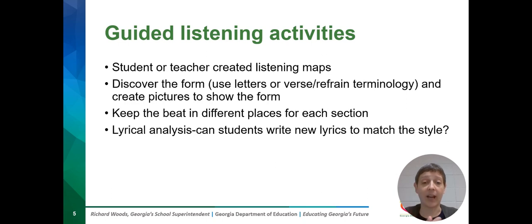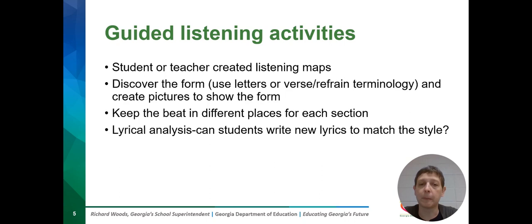And last but not least, we have guided listening. So you can do this with classical music, but you can also do it with pop music. Student or teacher created listening maps. Student created listening maps are really fun to make, especially as the kids get older and start to understand form and really express the music in a visual sense. Discover the form with your students. Label it together. You can use letters or verse, chorus, refrain, bridge terminology, and for younger kids, pictures to show the form or shapes.